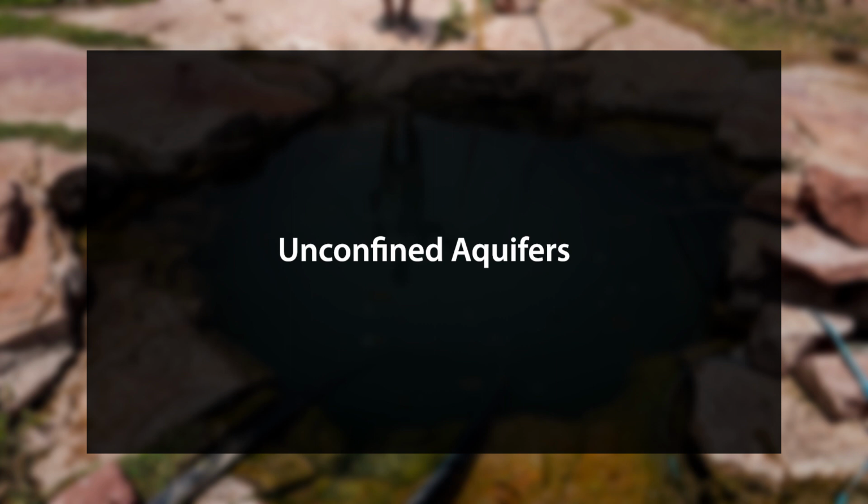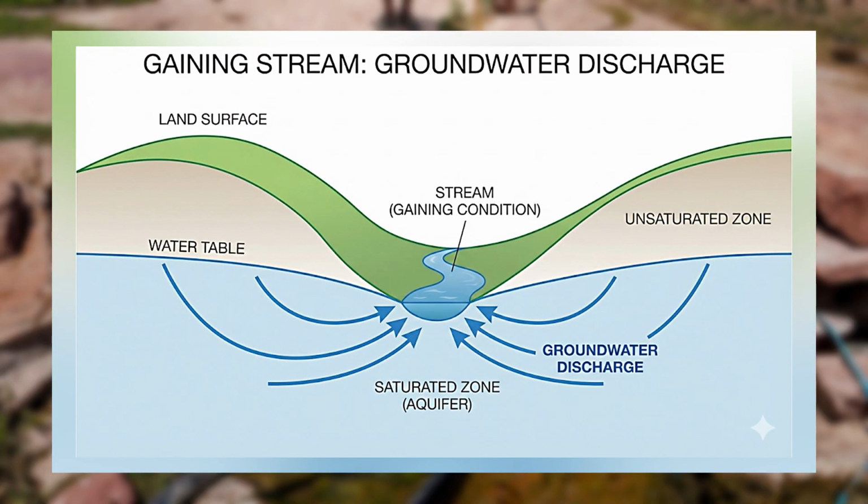So far as unconfined aquifers are concerned, these aquifers are usually closest to the ground surface. The top boundary is the water table, which is simply the level where the ground becomes fully saturated with water. Here the groundwater pressure is approximately atmospheric, as there is no waterproof layer above it. These aquifers can be recharged directly by infiltrating rain or snowmelt.